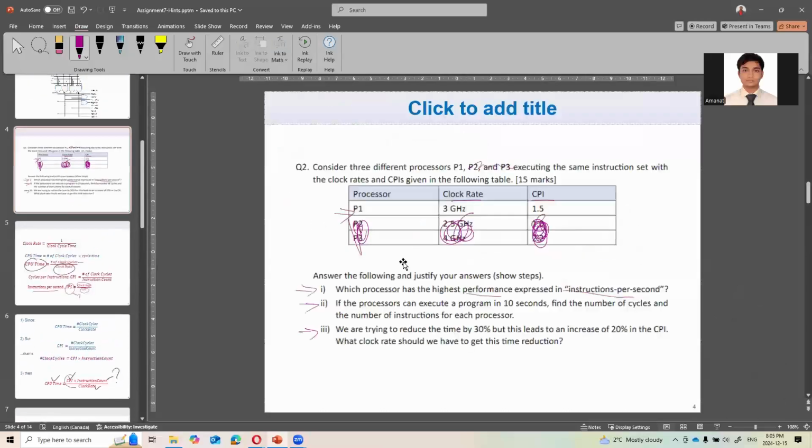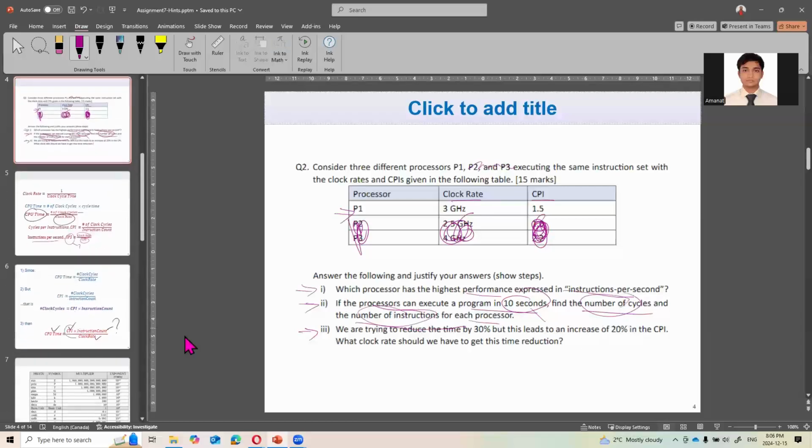Next is the second question. I'm doing this because we lost the recording of the initial video that I made, so I'm just going over it quickly. If the processor can execute a program in 10 seconds, which is the CPU time, then find the number of cycles and also the number of instructions for the processor. So two things: number of cycles and number of instructions. That's two questions, and you're given 10 seconds, which is the CPU time.